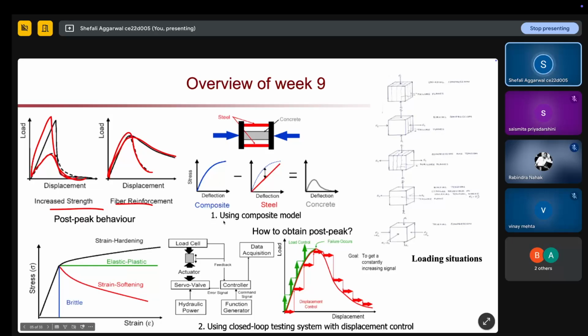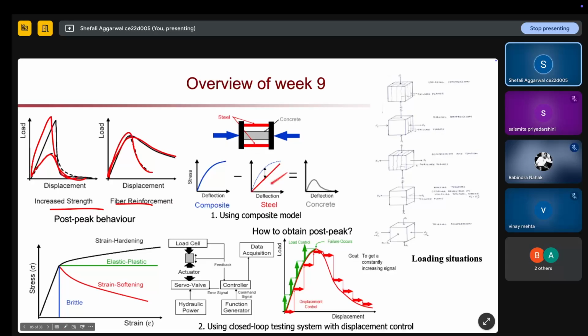So in the composite model, for composite, we will get a stress versus deflection curve. So in composite we will get this kind of curve. In terms of steel you will get a straight curve, and in terms of concrete you will get a curve like this. So all are stress versus deflection curves.